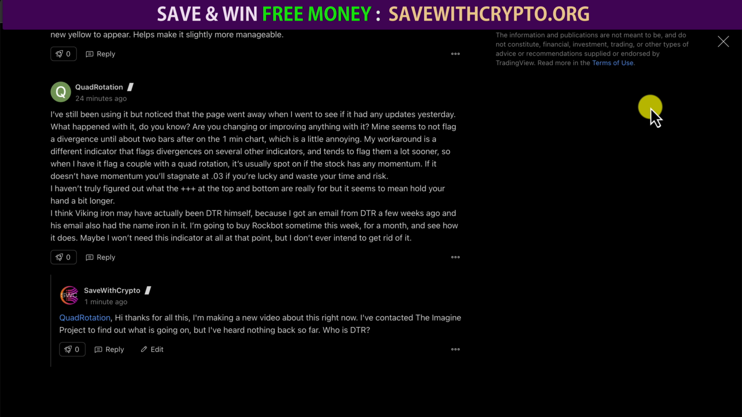Okay, I hope that's useful. I'm going to continue to use this indicator because I think it's a missing part of the puzzle. I've got my EMAs to identify trend, and I need something really good to identify momentum, and I think this is it.